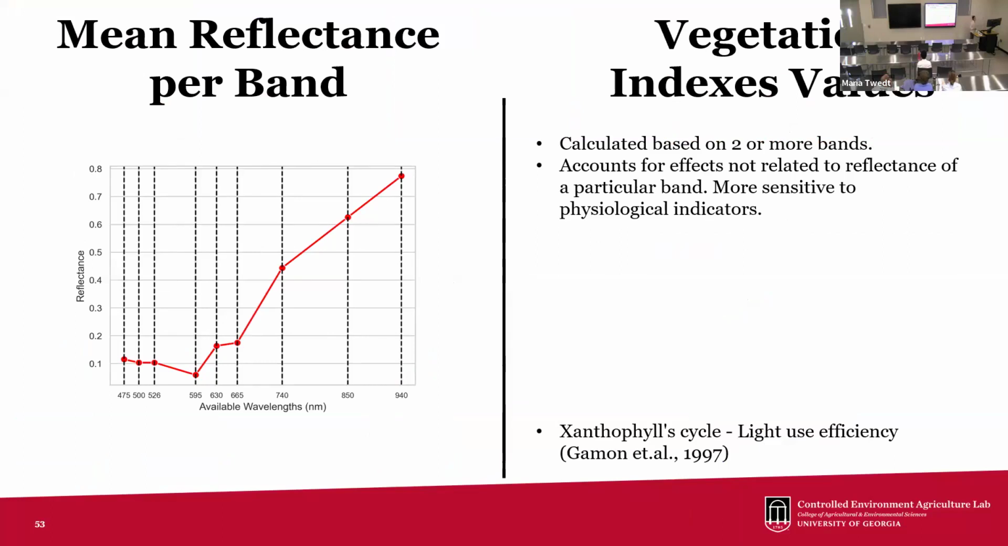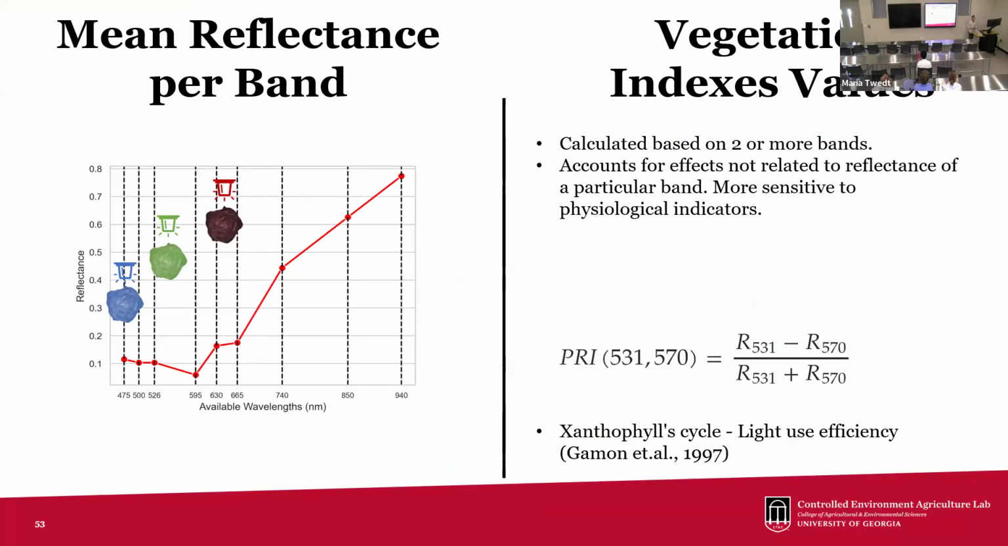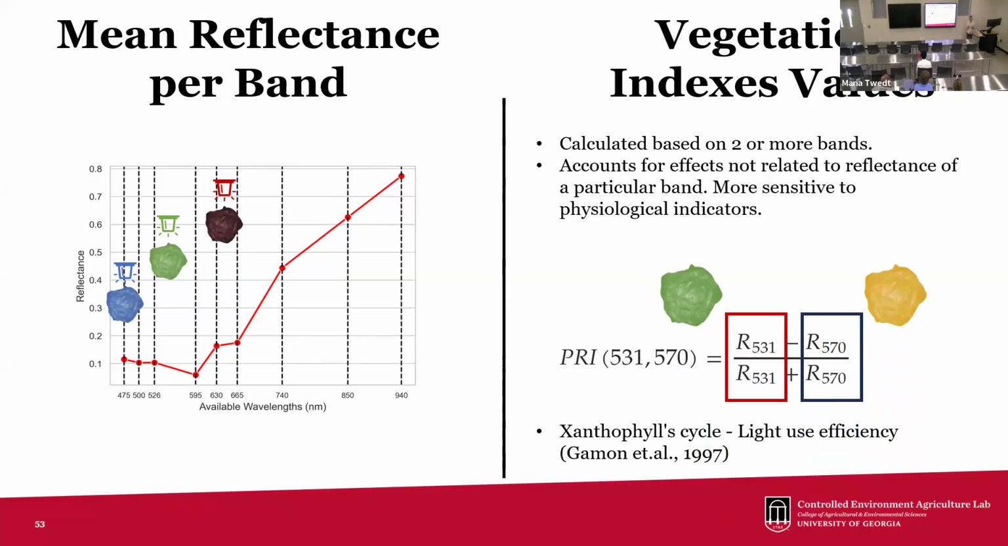Now, using that reflectance information, we can have 2 approaches. Basically, capture the reflectance coming from each specific band, the mean reflectance for each single band, or we have the option of using vegetation index values. This is maybe a safer strategy as we calculate these based on 2 or more bands. One of those bands is the measuring band where we want to grasp information from, and the other one is just a reference band that accounts for the effects of non-related reflectance of a particular band. Here I'm using the example of the photochemical reflectance index, an index that is really correlated with the xanthophyll cycle, which gives us information basically on the light use efficiency that a plant could have.